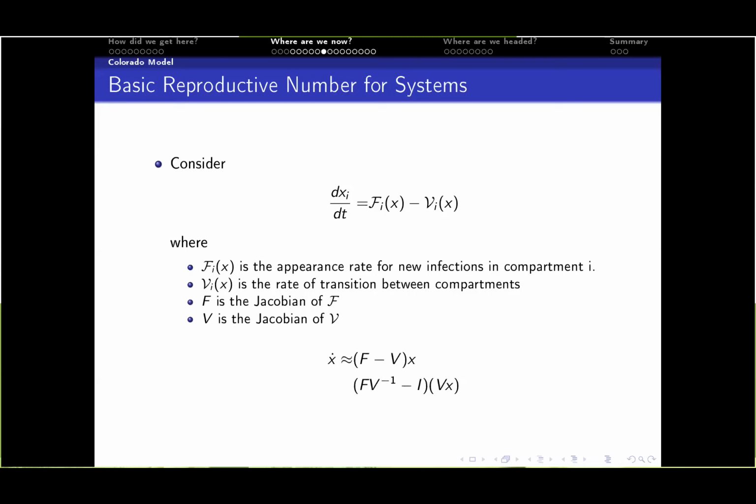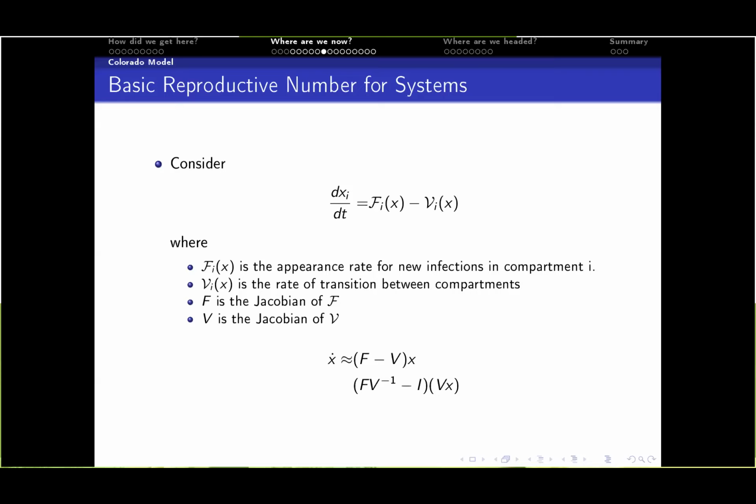So you take the Jacobian, and so we're just linearizing it. That's all we're doing here. So you change it to a linear differential equation where you have two matrices, F minus V. And what you can do here is you factor out a V to the right, because all that's doing is really moving the individuals around in different categories. And so now you have F times V inverse minus the identity.